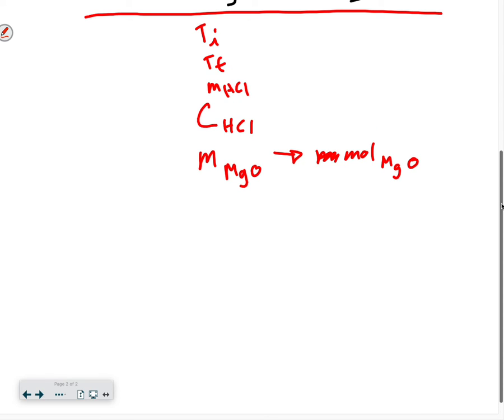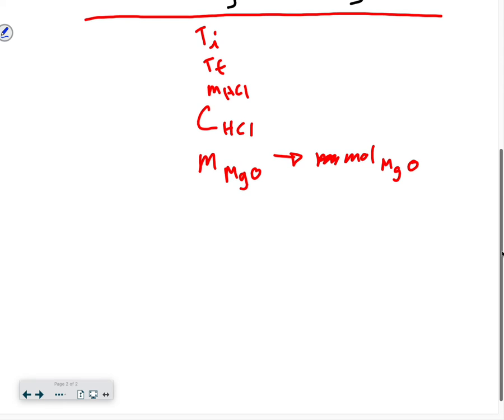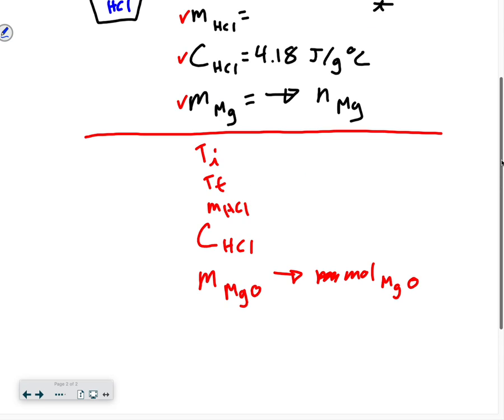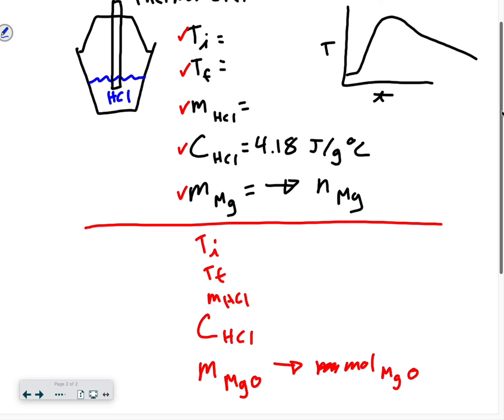Now, ideally, we would run 2 trials. So try to buddy up with a partner. One of you can run one trial and the other one can run another trial. Or one of you can run magnesium and the other one can run magnesium oxide. We'll try to do that and make it as good as possible. That will help us work things out.